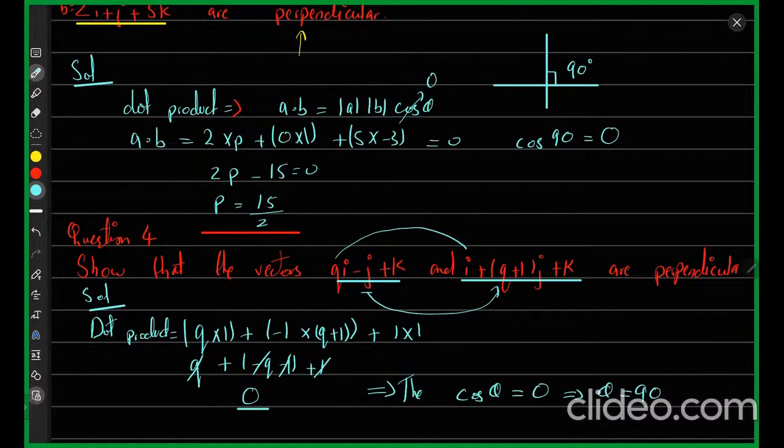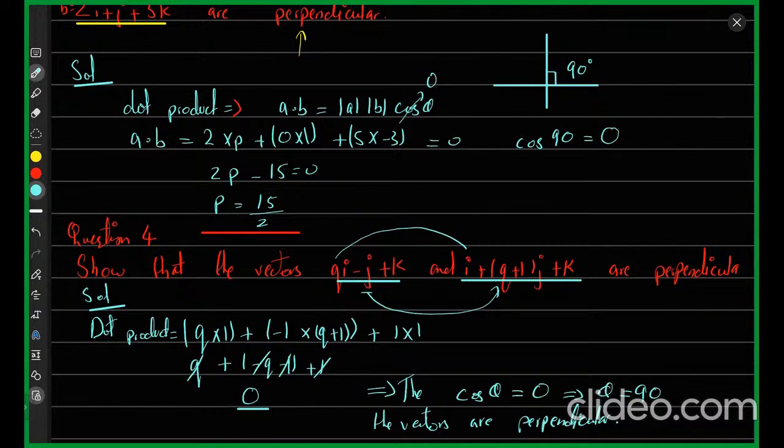That is, the vectors are perpendicular. This is what we need to understand. Okay. Show that the vectors are perpendicular.